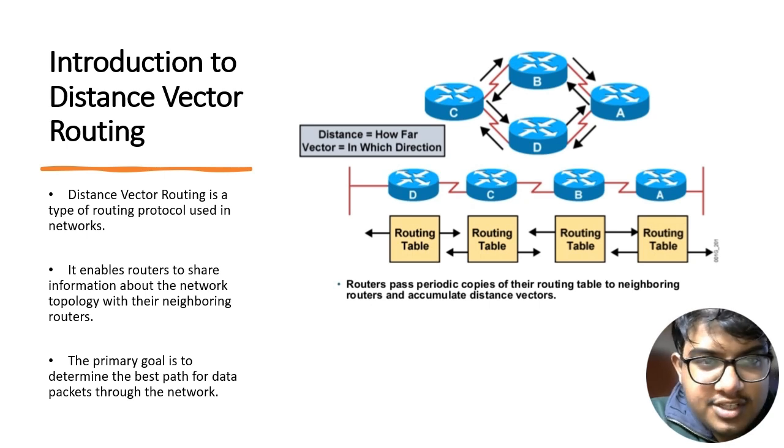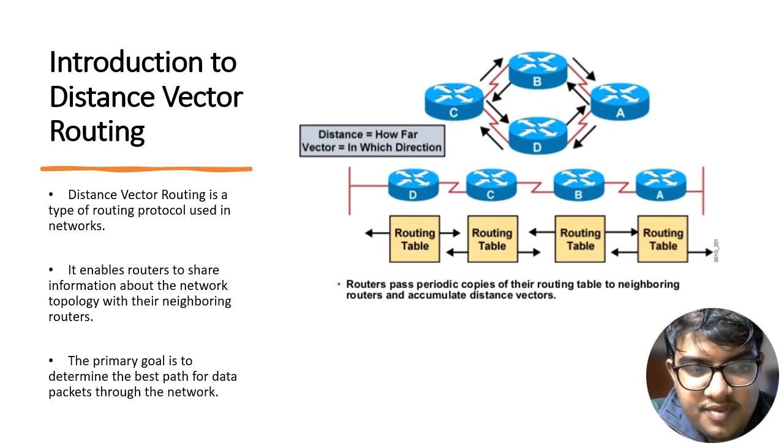Let us know what is distance vector. Distance vector is a type of routing protocol which is used in computer networks. It mainly enables routers to share their data or the data packets from one system to another system with the help of the network topology. As you can read here, it enables routers to share information about the network topology with their neighboring routers. The primary goal is to determine the best path for the data packets through the network.